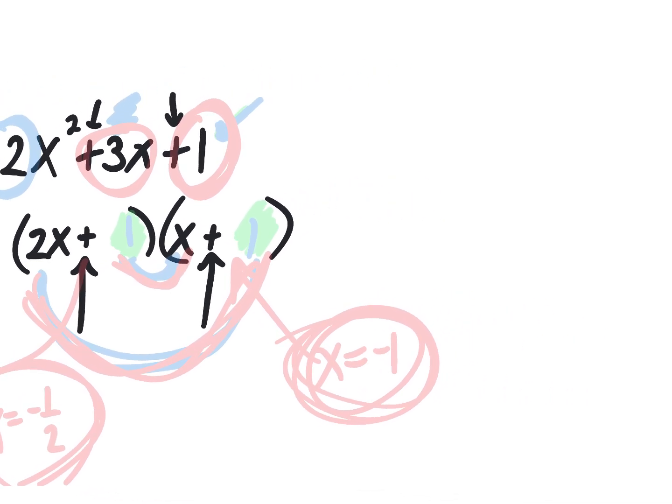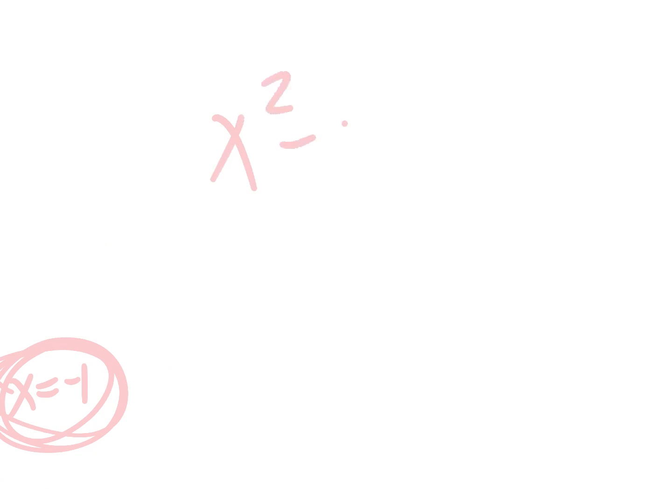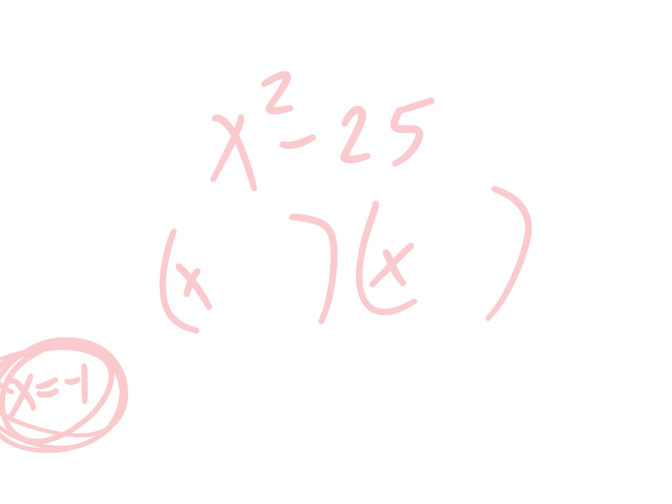Okay. Last kind of factoring. This will just take 2 seconds. That's x and x and what? Yes. +5 negative. Yup. Do you remember that kind? All right.